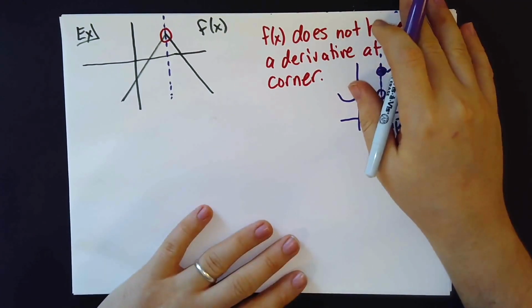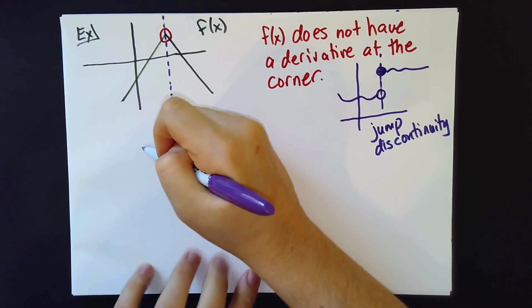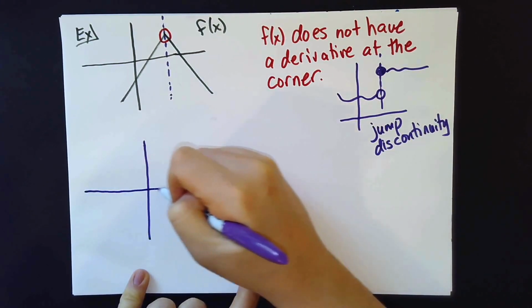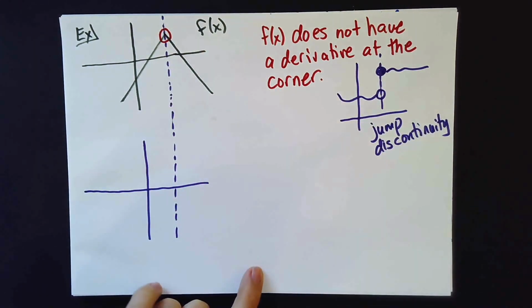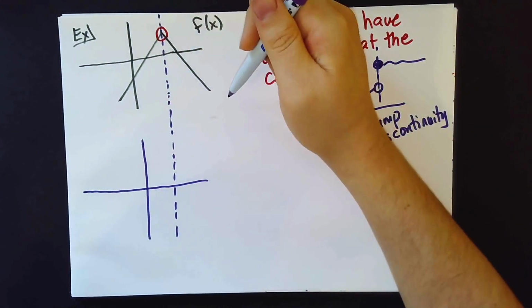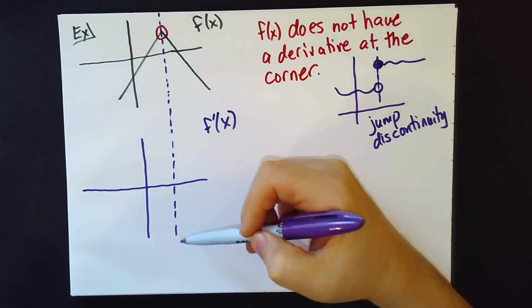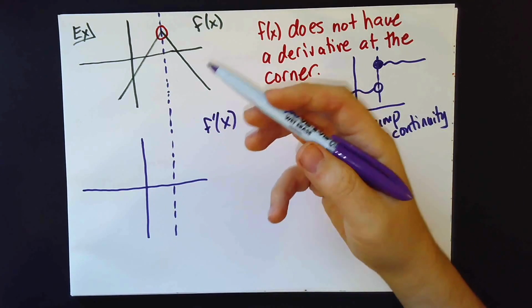And what that means is that when I go to draw the graph of the derivative down here, I'm just going to get nothing on the graph of the derivative at this point. So I'm still going to look at the left and look at the right pieces and draw what the derivative looks like there. But at this point on the graph of the derivative, there's going to be no point. There's going to be holes.